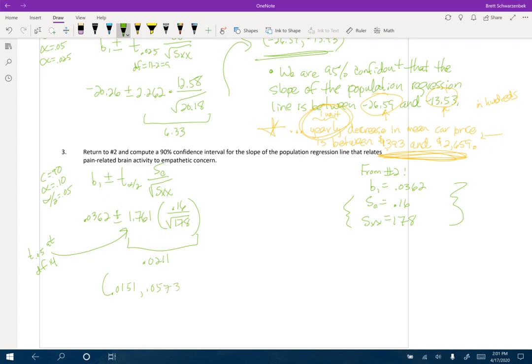Okay, so again, this is an estimation of the slope. So we would say we are 90% confident that the slope of the population regression line is between 0.0151 and 0.0573.